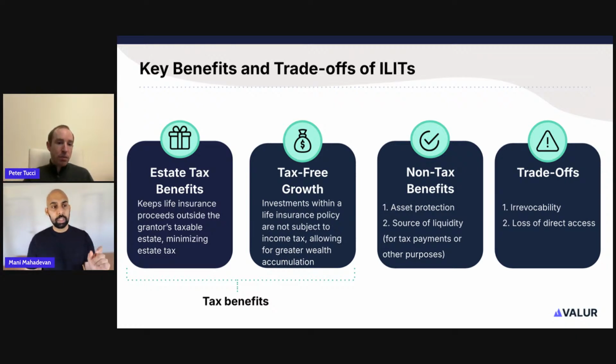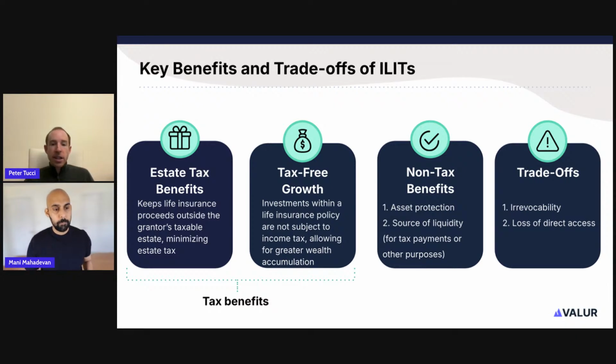I just want to hit on those first two. The estate tax benefits: this is where the value of the ILIT is. Instead of you personally owning your life insurance policy, by moving the policy to be owned by the ILIT, you're moving it outside of your estate. So then you can avoid those estate taxes. The tax-free growth is from the life insurance, just to make that piece clear. Within the tax side, the ILIT is providing the first piece, and the insurance is providing the second piece.